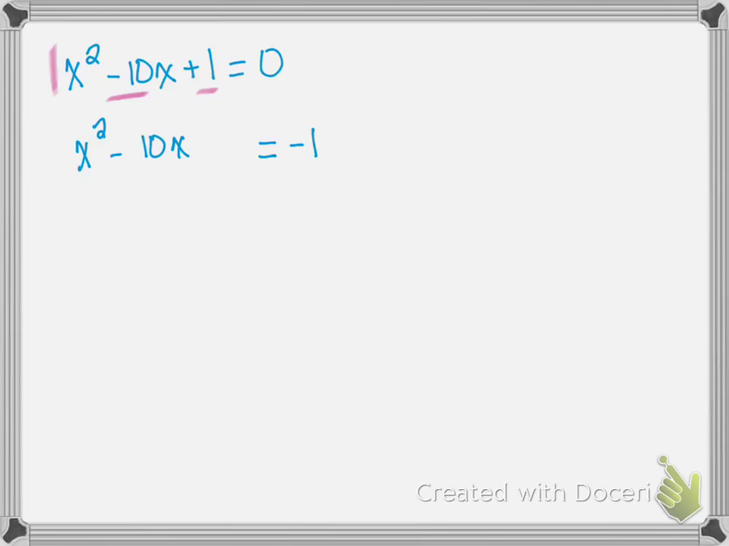Okay. Then I've got negative 10x, so I need half of negative 10. What is half of negative 10? 5? Negative 5. Don't forget your negative. Then I'm going to square negative 5. Negative 5 squared is what? 25. Good. So it's going to be positive 25, and that's what I add to both sides to keep it balanced.